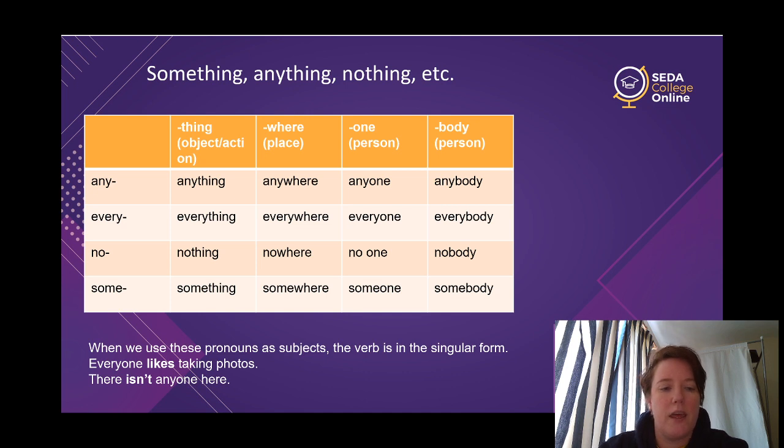Let's look. Everyone likes taking photos. Everyone is in the singular form, and that's why we use likes here. There isn't anyone here. Again, there isn't anyone here. We're using it as a singular. Just remember that as we're going through.